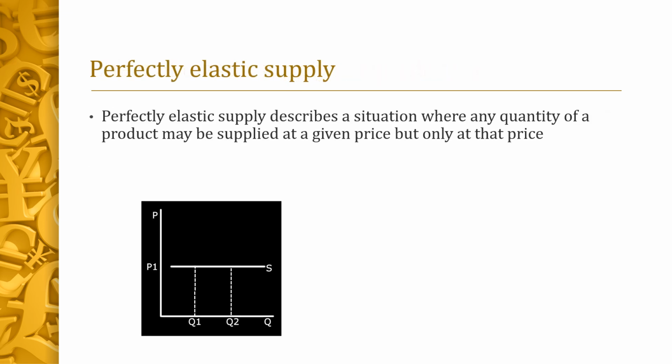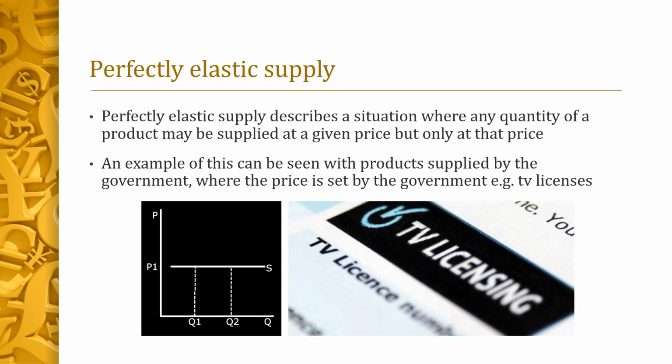Perfectly elastic supply describes a situation where any quantity of a product may be supplied at a given price, but only at that price. An example of this can be seen with products supplied by the government, where the price is also set by the government. For example, TV licenses. As many people who want them will be supplied with a TV license, but only at the price set by the government.